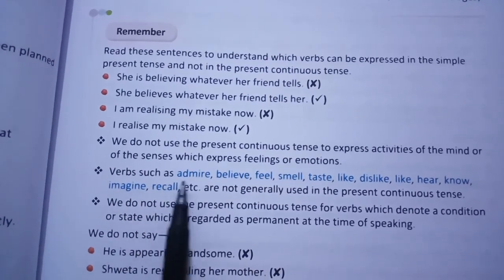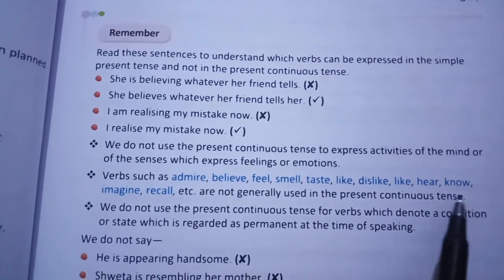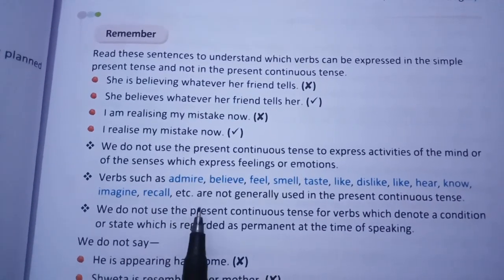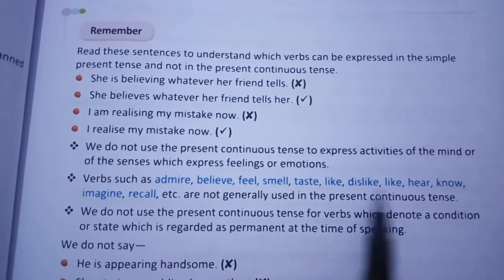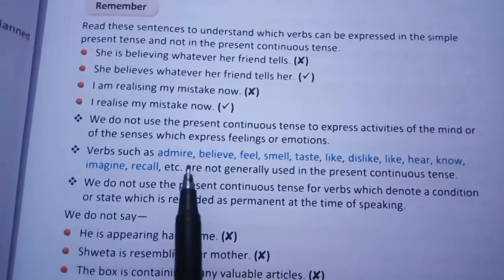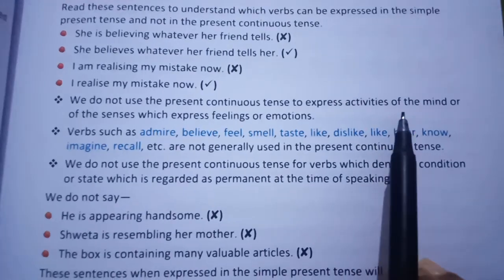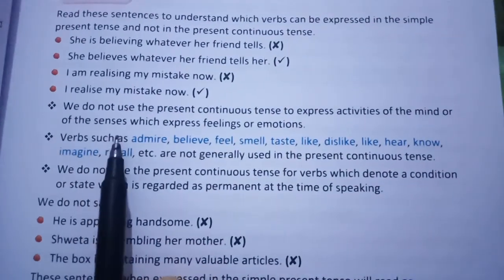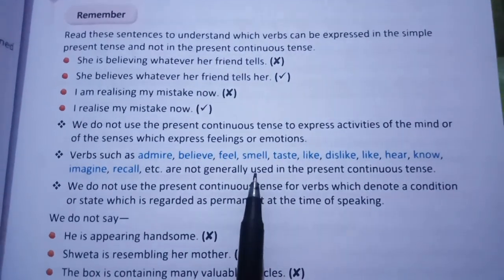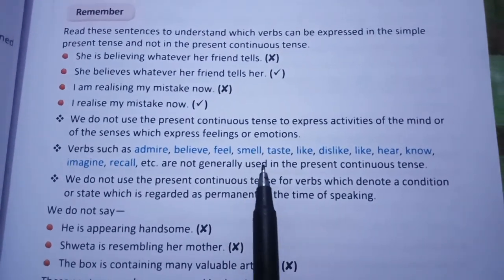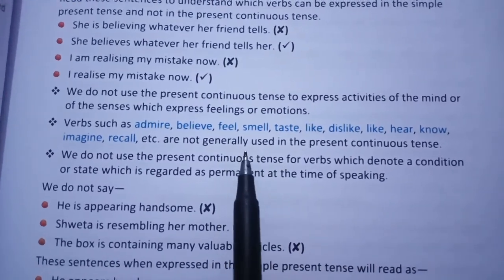These verbs like admire, believe, feel, smell, taste, like, hear, know, imagine, recall, etc. are not generally used in the present continuous tense. You will learn all these words. The fact is, we do not use the present continuous tense to express activities of the mind or of the senses which express feelings or emotions. Those verbs which show feeling or emotion, we don't use present continuous tense with them. We use simple present tense with those.